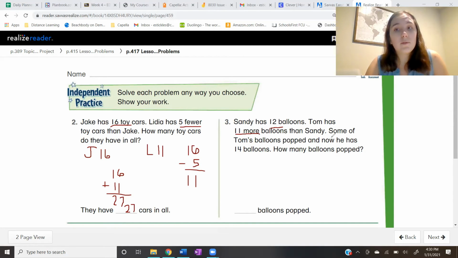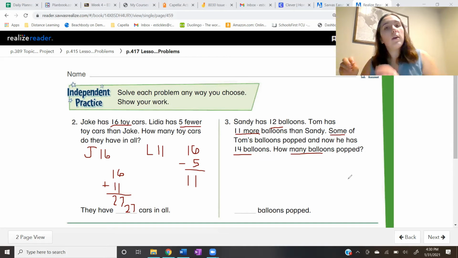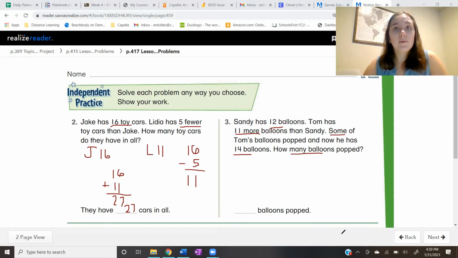Some of Tom's balloons popped. Some. And now he has 14 balloons. How many balloons popped? Okay. Take your time. See if you can figure out the first step, solve it, figure out the second step, solve it, and then find your final answer, and then come back to me when you're all done, okay? Take your time, friends.